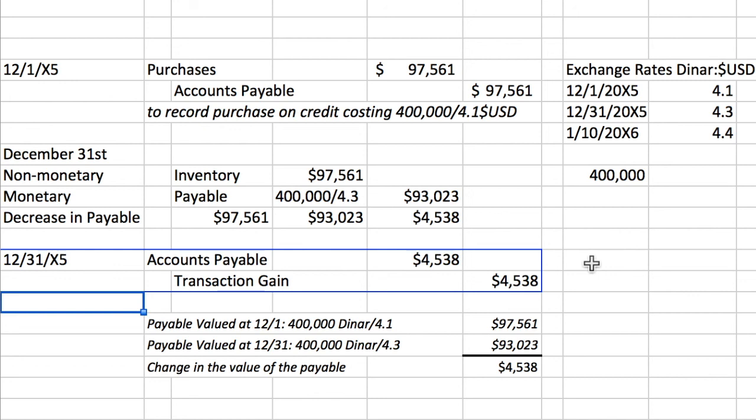So that's all the problem asks for, but also something to keep in mind is if we were going to make this journal entry for when we actually pay off our accounts payable on January 10th, we would have to remember to use this different exchange rate of 4.4, which would once again alter the exact amount of profit that we were going to be making.